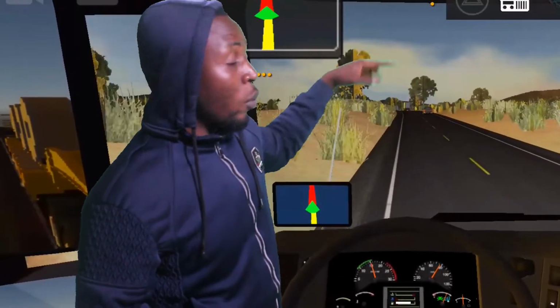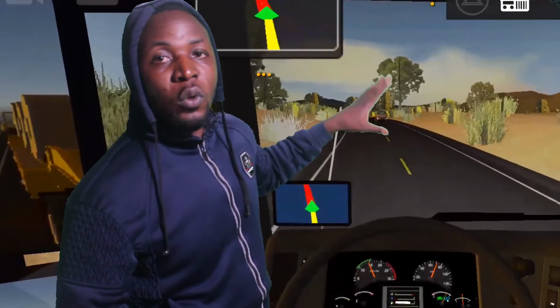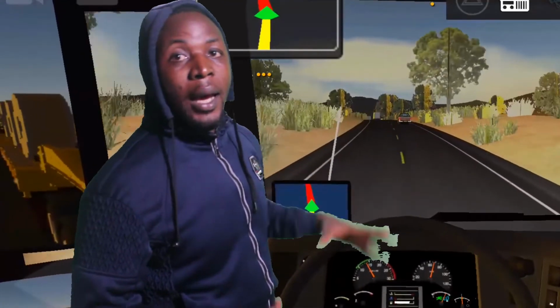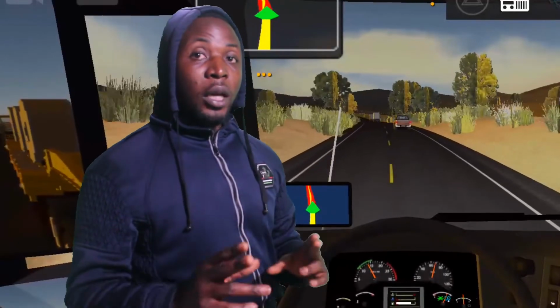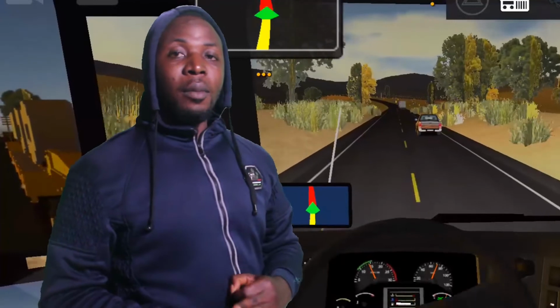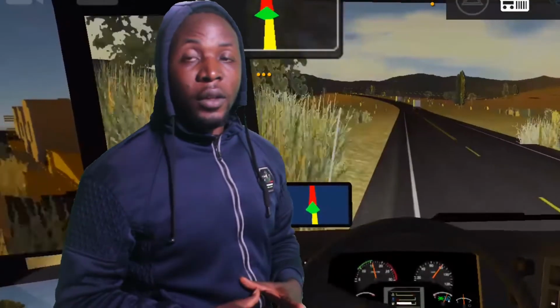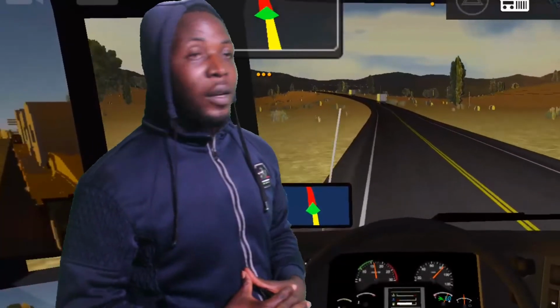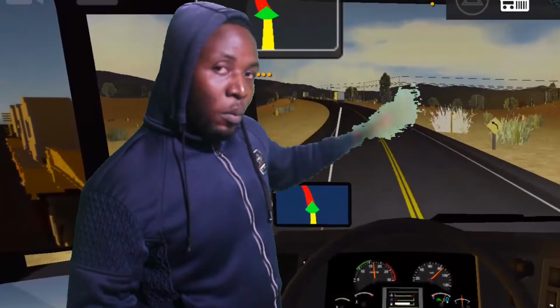We call these lines broken lines because the space in between the lines is bigger, and the space between those lines is 10 meters. Broken lines have a distance of 10 meters, and the line itself has a length of 3 meters. So you have to take note of that. That is the first line you will see on the road. We call it broken lines.